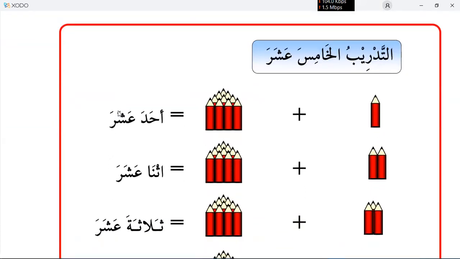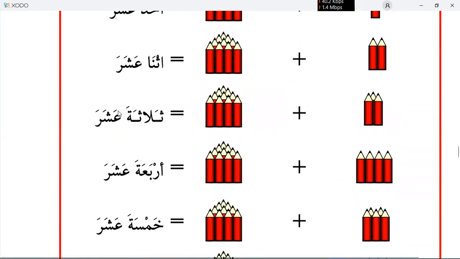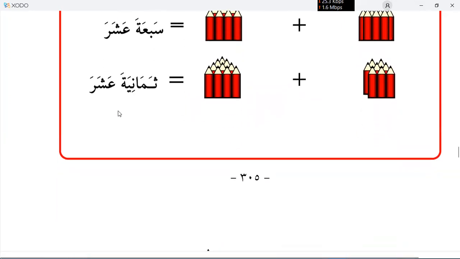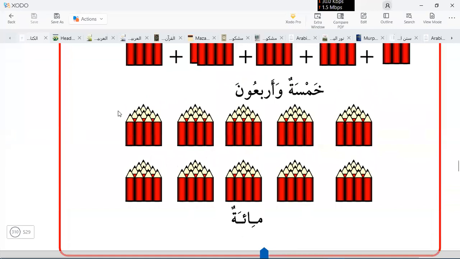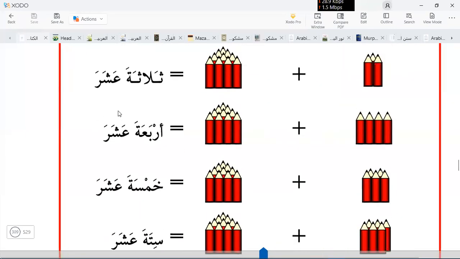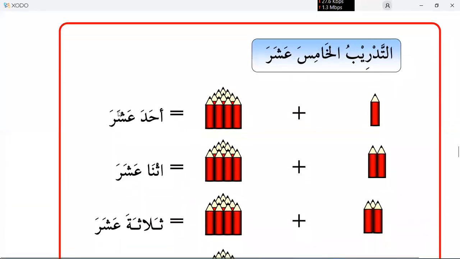Exercise 15. So we have counting here. There are some rules of counting, but we will not go into those rules for the time being. Later we will see the rules of counting, inshallah.